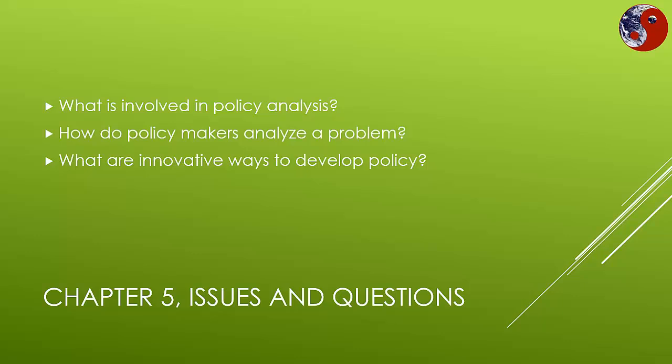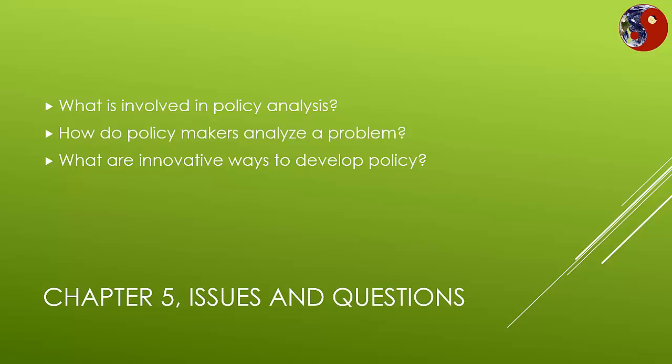Key issues and questions to consider are: what exactly is involved in policy analysis? The Kraft book talks about a rational, comprehensive approach, which includes 5 steps: defining and analyzing the problem, constructing policy alternatives, developing evaluative criteria, assessing policy alternatives, and drawing conclusions.